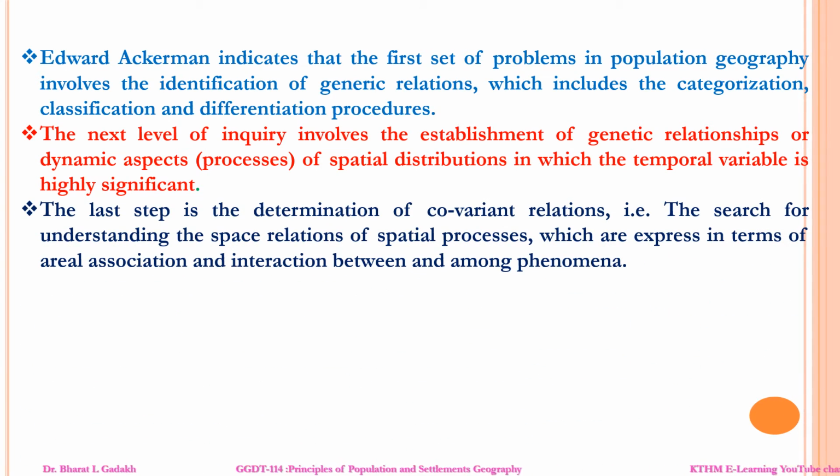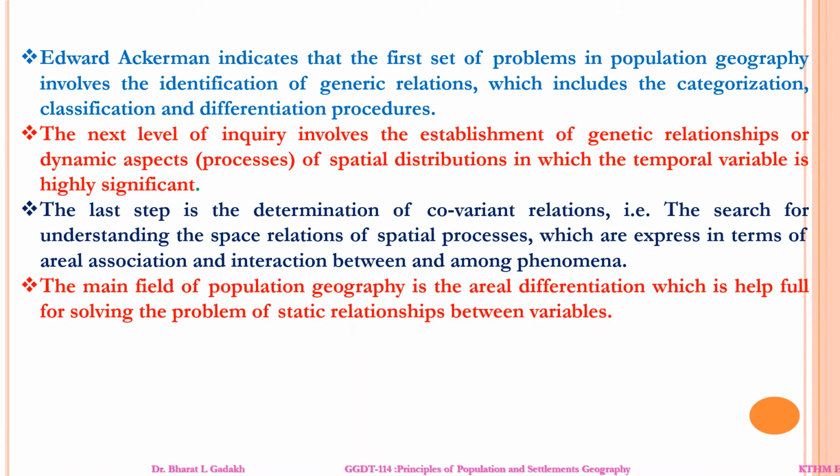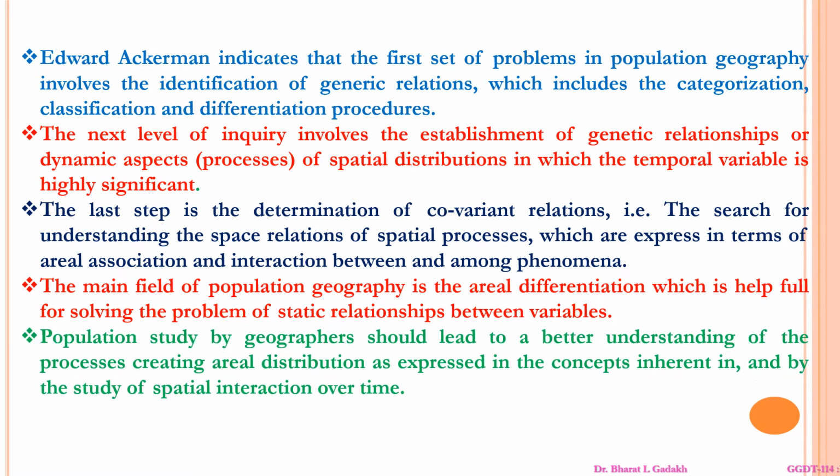The last step is the determination of coherent relationships, the search for understanding the space relation and spatial process, which are expressed in terms of areal association and interaction among the phenomena. The main field of population geography is areal differentiation, which is helpful for solving the problem of static relationship between the various variables.